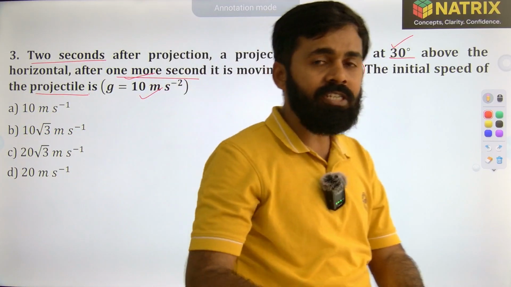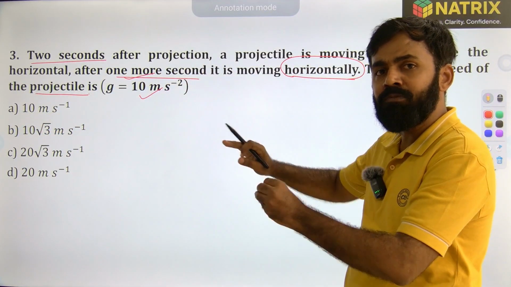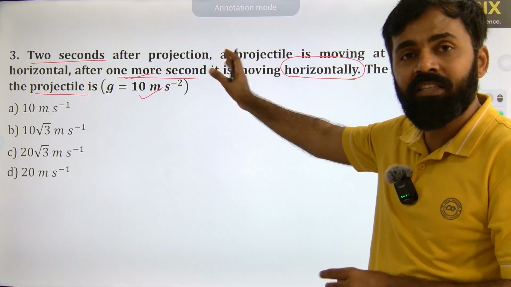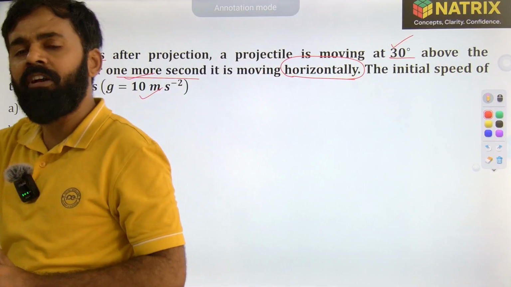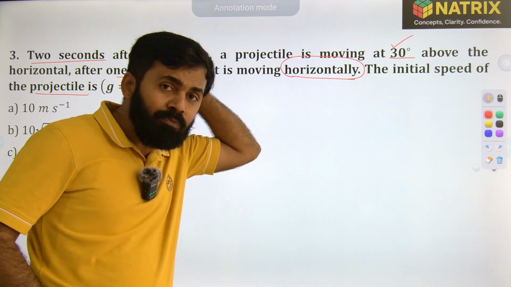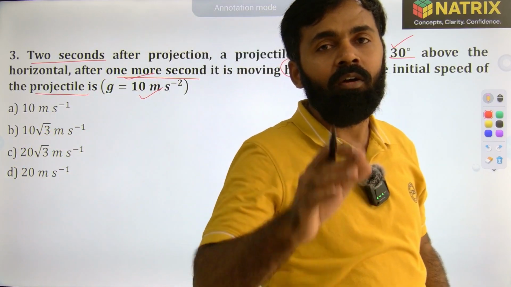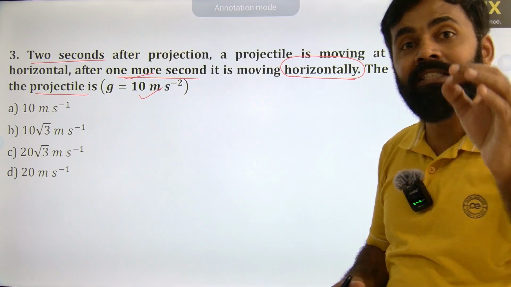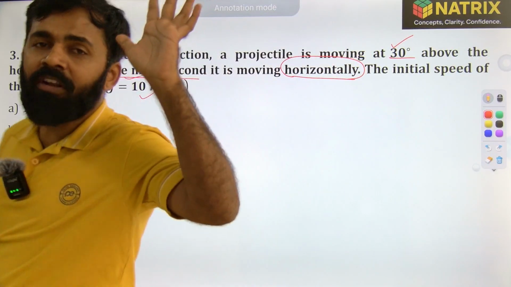The entire solution for this problem depends entirely on horizontally. What is the meaning of the particle is moving horizontally? Particle is moving horizontally means that the vertical component of velocity is 0.